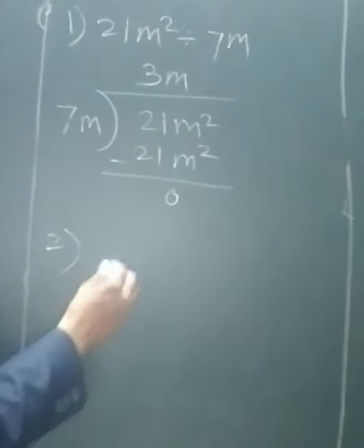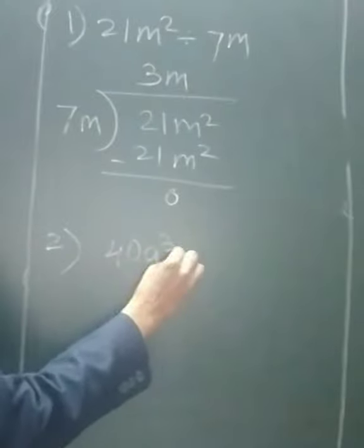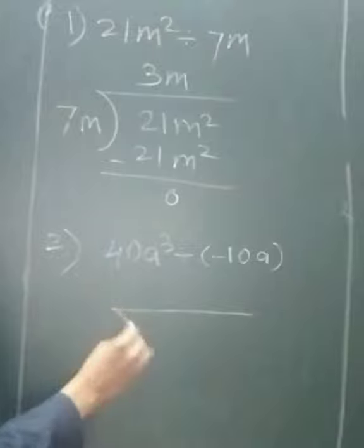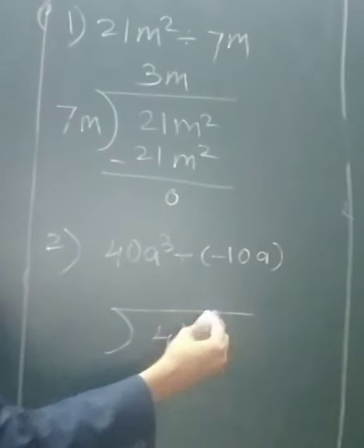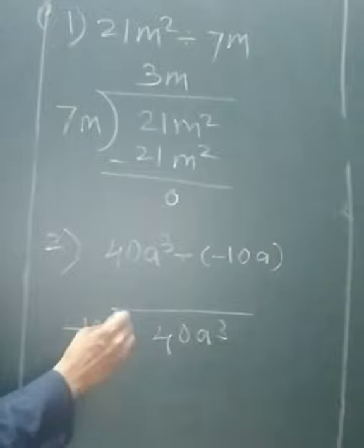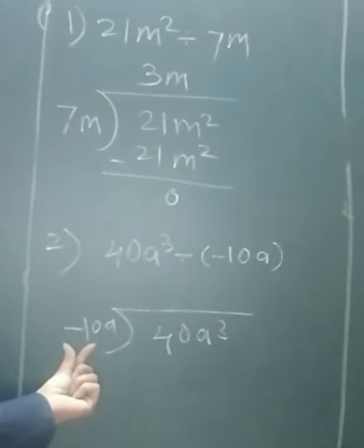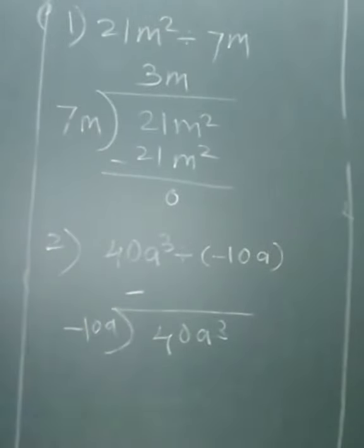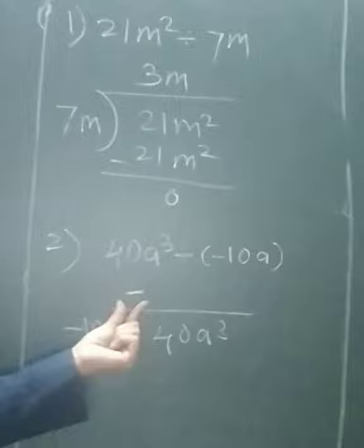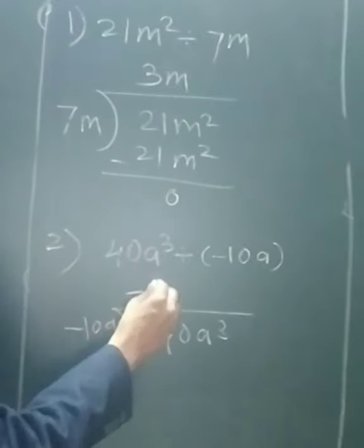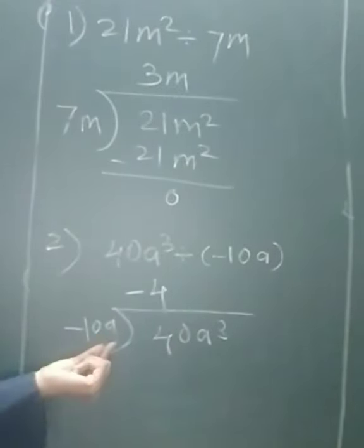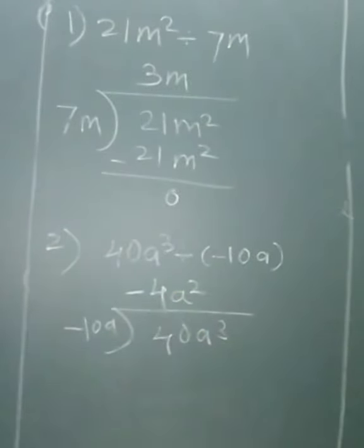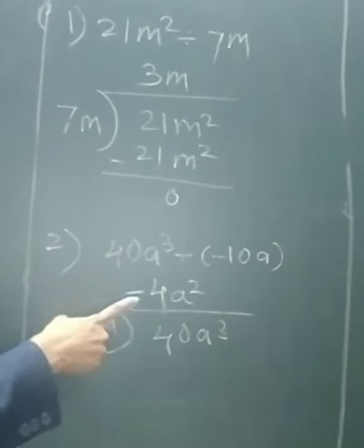40a cube divided by minus 10a. 40a cube. Okay. Minus 10. Now we have minus 10, we need it as a positive 40. So we will multiply this minus by minus because the product of two minuses is always positive. So minus 4. And we have a, we need a cube. So that means we need to multiply it by a square. That's how it has become minus 4a square.